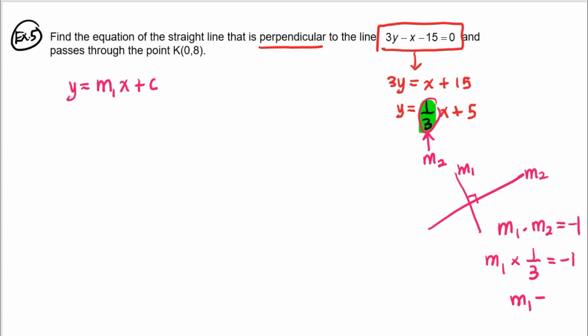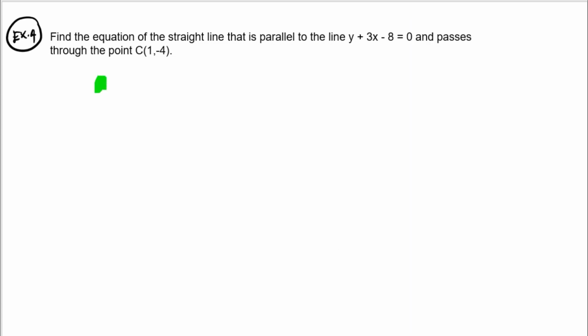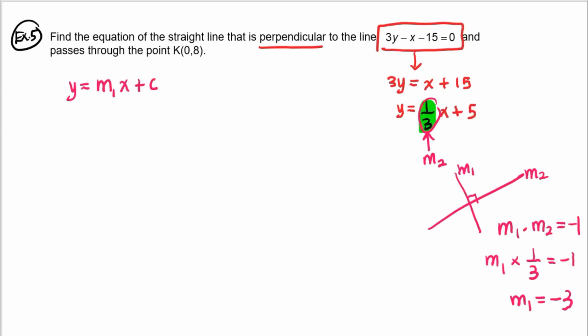To get the value for m1, we just need to bring that 3 to the right, so therefore we have -3. So in this case, we have the value for m1, which is given by -3. Therefore we have y equal to -3x plus c.